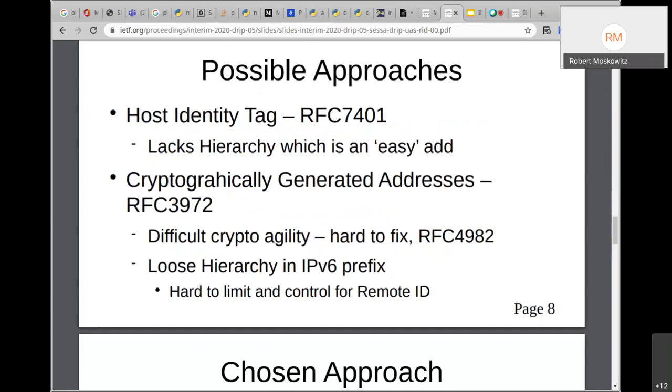Possible identifiers: the host identity tag from HIP, which lacks hierarchy, which is an easy add. Or cryptographically generated addresses, which is RFC 3972, which doesn't really handle crypto agility well. There was work in RFC 4982 to fix it, but the fix is of limited scope, at least in my reading of it. And it has a loose hierarchy in the IPv6 prefix, but there is no bounding of that prefix, and it's hard to limit and control that prefix with the CGA for use here in remote ID, in the way that CGA is currently defined.